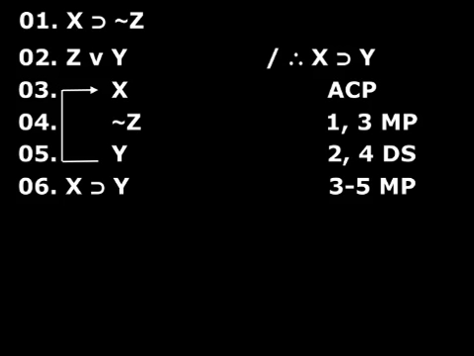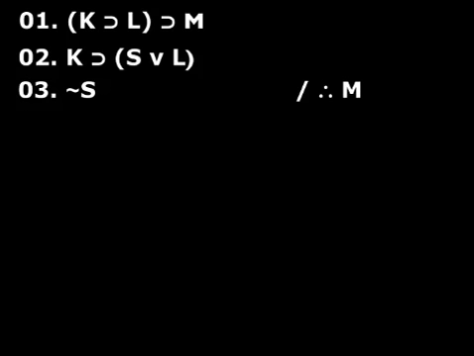Okay, let's see another example. Now this is going to be an example where the conditional I'm going to derive is not the conclusion. It's just something I need to get the conclusion. In particular, I'm looking at this and I'm saying, gosh, the conclusion is M.